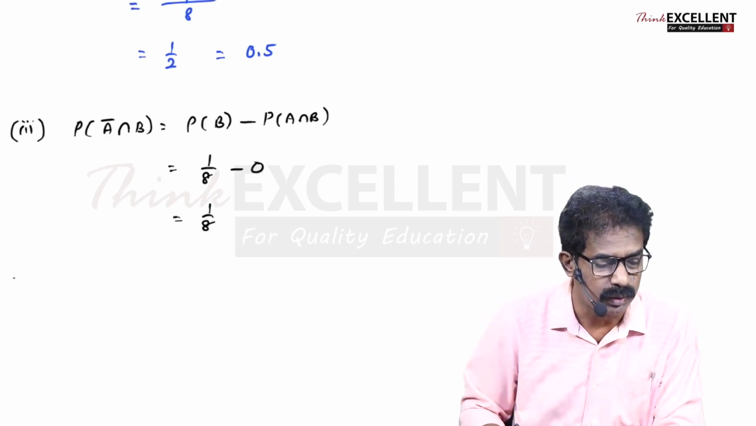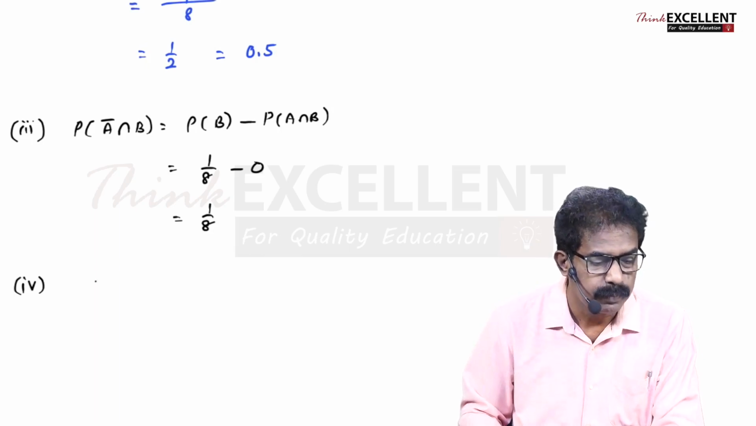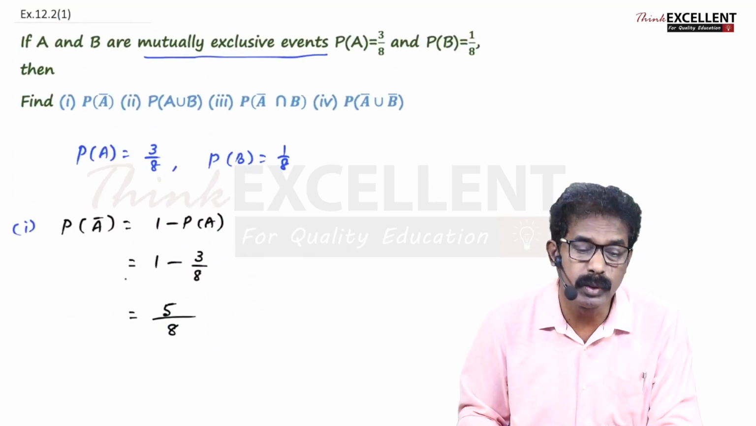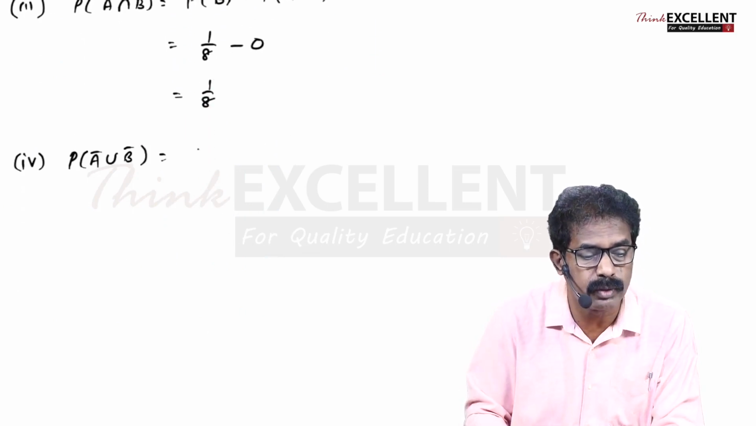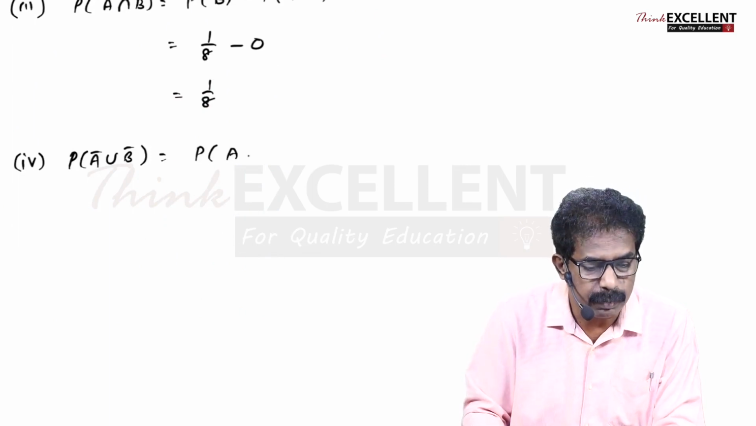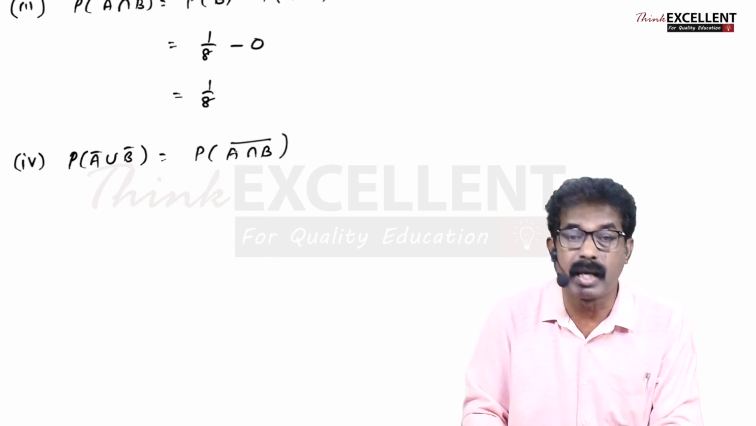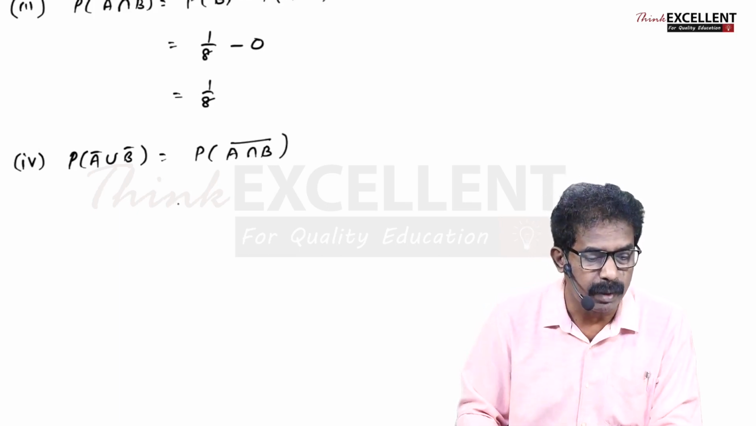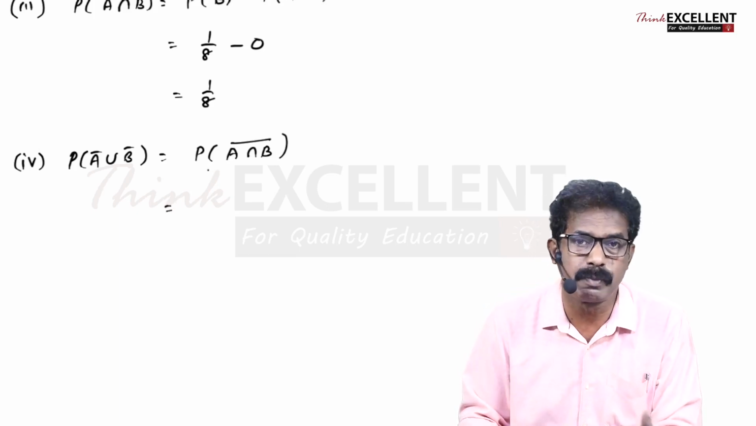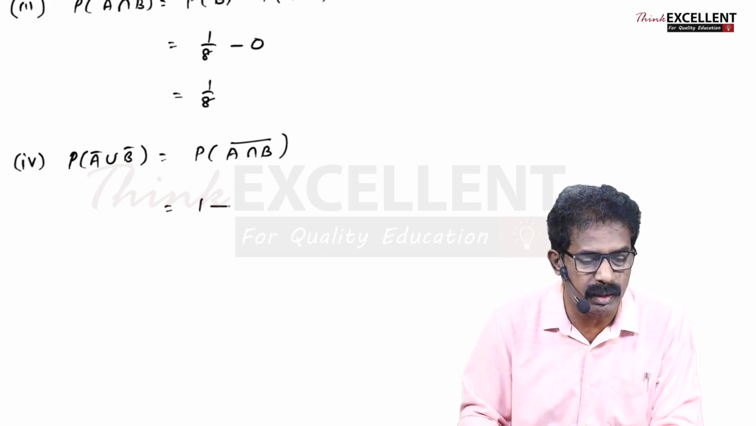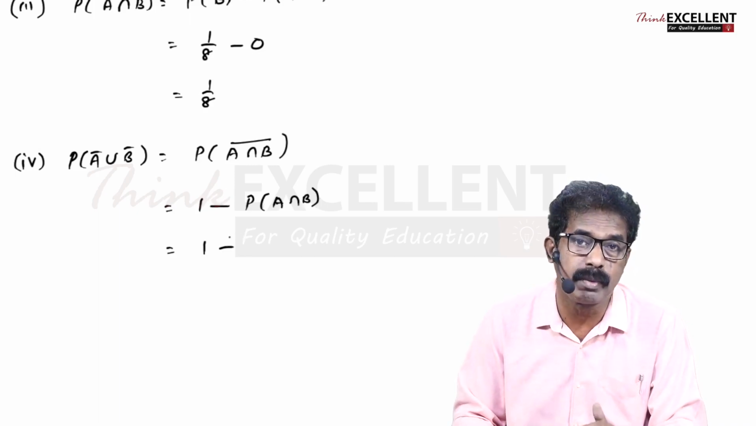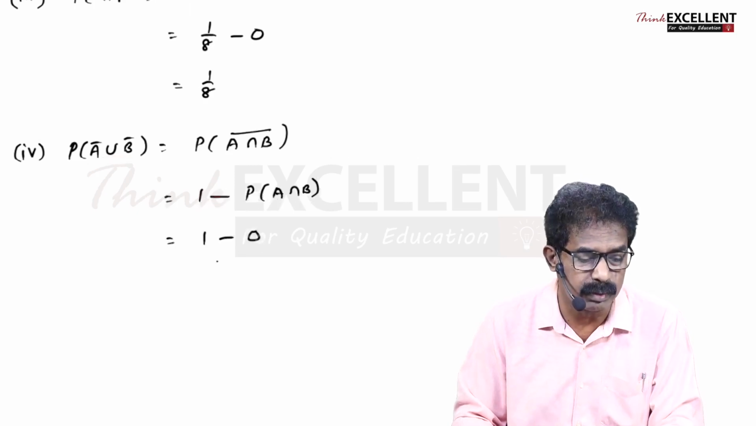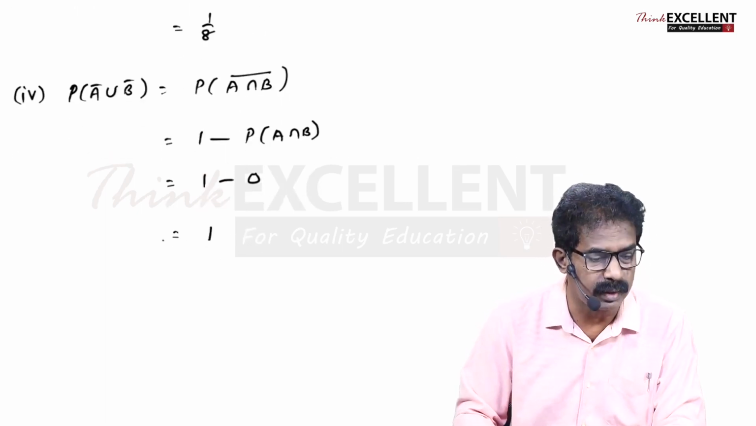So the fourth subdivision is P of A bar union B bar. Here you have to use De Morgan's law. This can be written as A intersection B the whole bar, because you know A intersection B the whole bar is A bar union B bar. Now this is of the type P of A bar. What is P of A bar? 1 minus P of A. So this can be written as 1 minus P of A intersection B, right? Since A and B are mutually exclusive, P of A intersection B is 0. So your answer is 1 here, right?